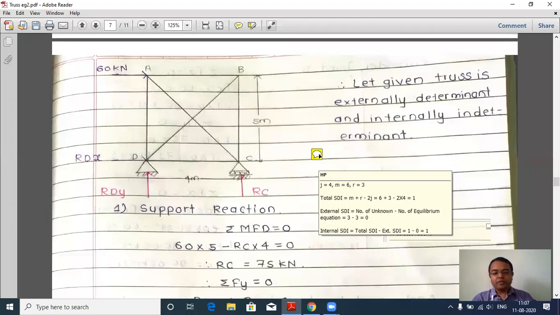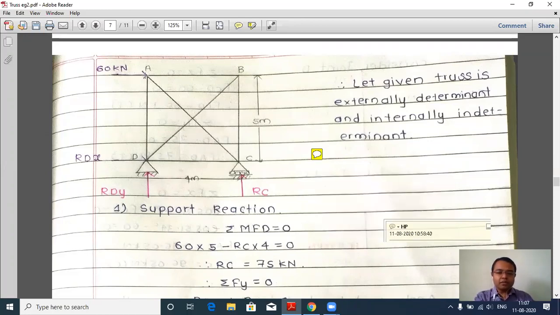First of all, we will find the total SDI. The formula for total SDI is M plus R minus 2J. First, you count the number of joints. Here we treat the number of joints as 4: 1, 2, 3, and 4. You do not consider this central point as a joint. As we do not consider this as a joint, that means we consider the AC member as a single member and the DB member as a single whole member.